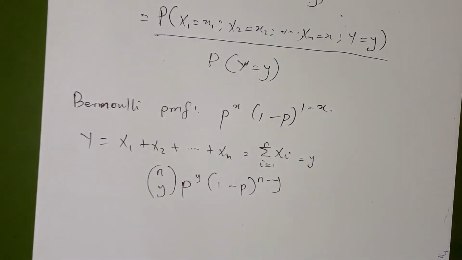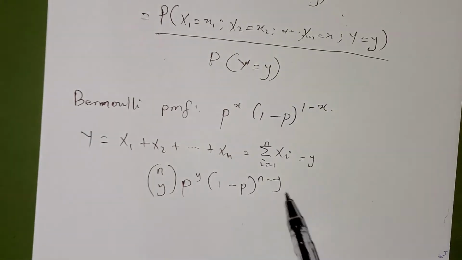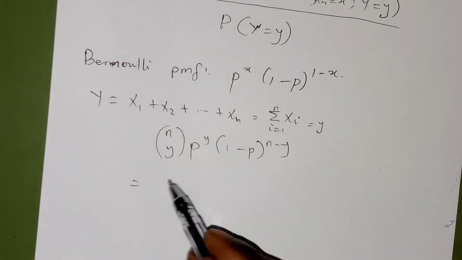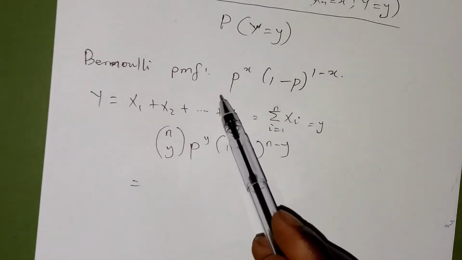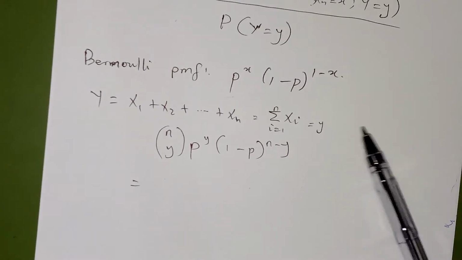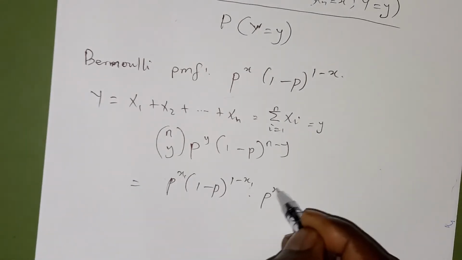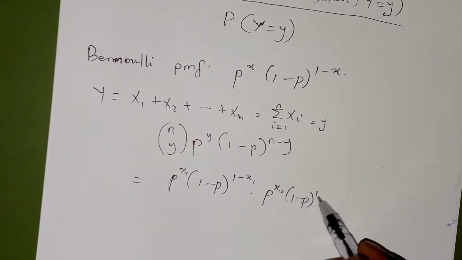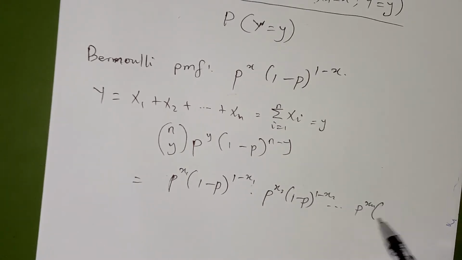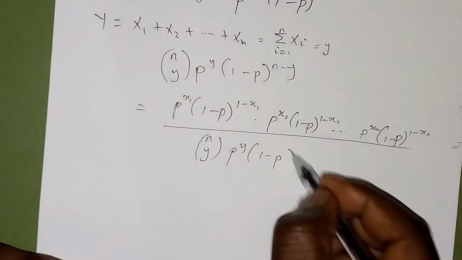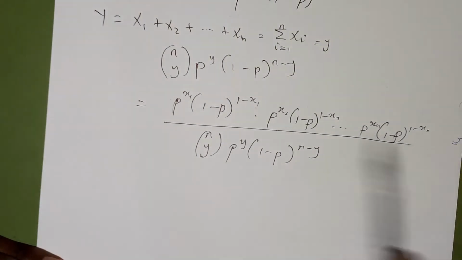So what we are going to do is substitute these PMFs into this expression here. For the probability of x1 to xn and also y equal to y at the same time, we are multiplying these PMFs, since the Xs are independent. So it's p to the x1 into 1 minus p to the power 1 minus x1, multiplied by p to the x2 into 1 minus p to the power 1 minus x2, up to p to the xn into 1 minus p to the power 1 minus xn, then divided by the PMF of y, which is n choose y, p to the y, 1 minus p to the power n minus y.